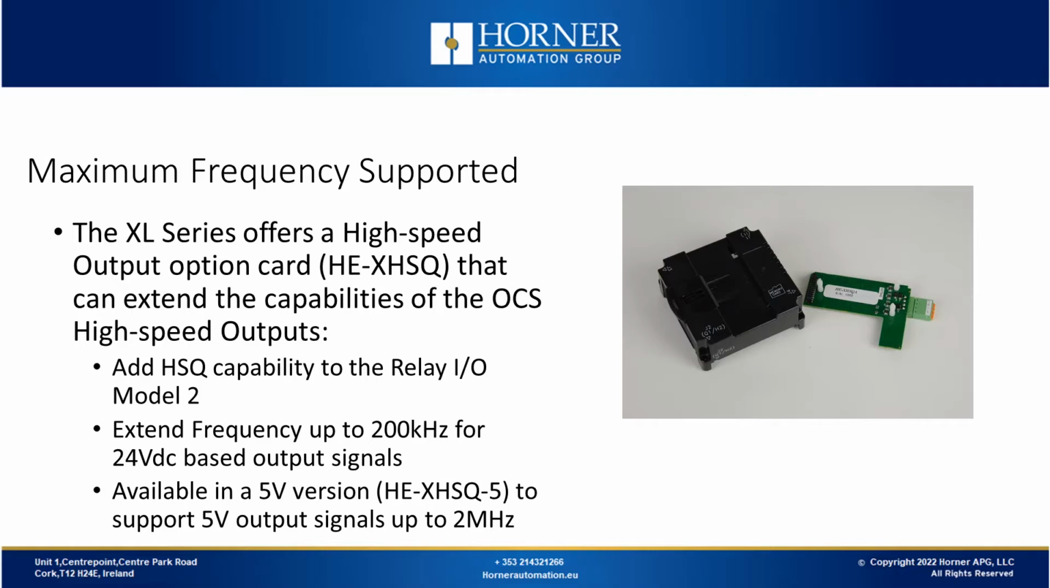If you're using it for the models 3 through 5, then you'll get faster frequencies than what you would get with the built-in I/O. If you need a PWM signal or a frequency signal at 5 volts, remember 24 volts is the standard voltage for the high-speed outputs, then adding the HE-XHSQ card to your system can give you 5 volt outputs. 200 kHz is available as the maximum frequency for the standard HE-XHSQ card, and 2 MHz is the output frequency available for the HSQ5 5 volt output version.